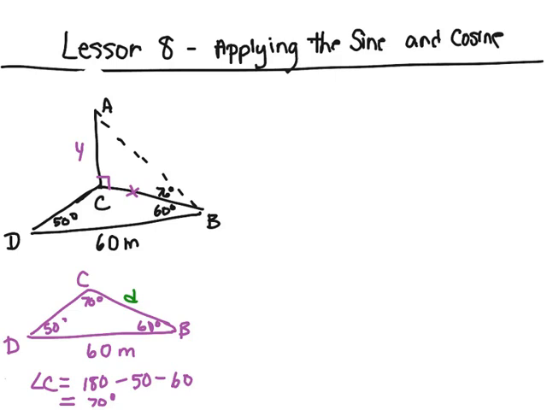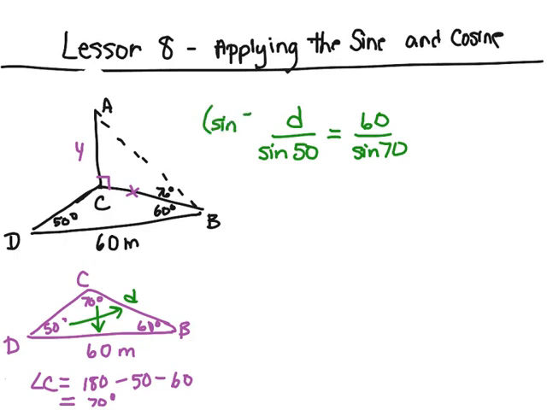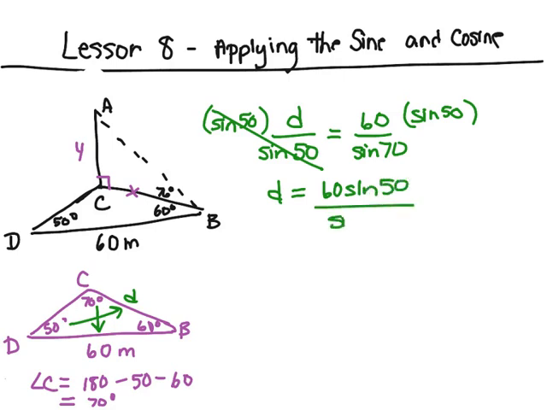So let's find D. So D over the sine of 50 is equal to, now we know these two, 60 over the sine of 70. Now we're going to cross multiply, so sine of 50 times both sides to cancel. So D is equal to 60 sine of 50 divided by the sine of 70. Type that all into your calculator, and you should get 48.9 meters. So let's put that into our big drawing.